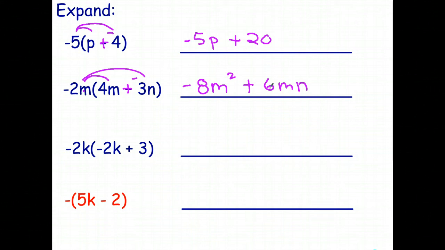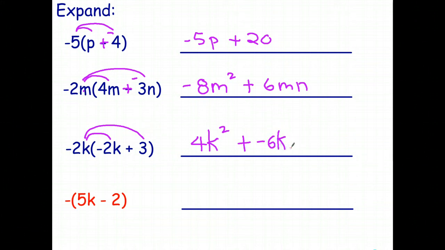Looking at the third question, this time we've got a -2k on the outside and a -2k is the first term on the inside. Well, that's not a subtraction, so I'm not going to change the sign of that. It's just a -2k. It is an addition, so I can just go ahead and multiply. -2k times -2k, -2 times -2 is +4, and k times k is k squared plus, and -2k times 3 is -6k.